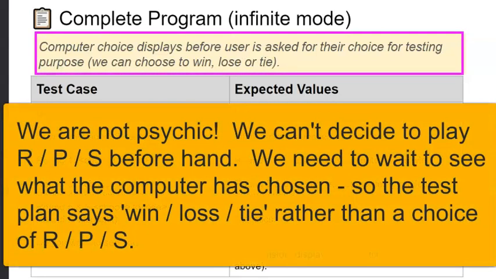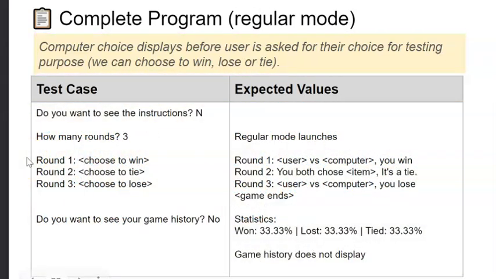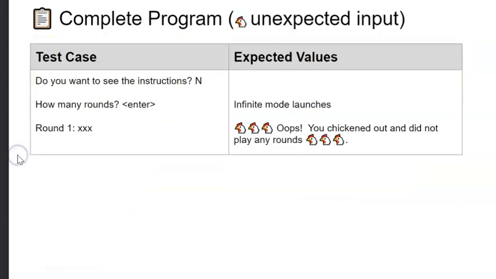Note that we are displaying the computer choice so that we can control whether we win, lose, or tie a given round. I then have a second test plan for regular mode, where I just play 3 rounds and don't show my game history. And I also have an unexpected input test plan for if the user opts for infinite mode and then chickens out on the first round.